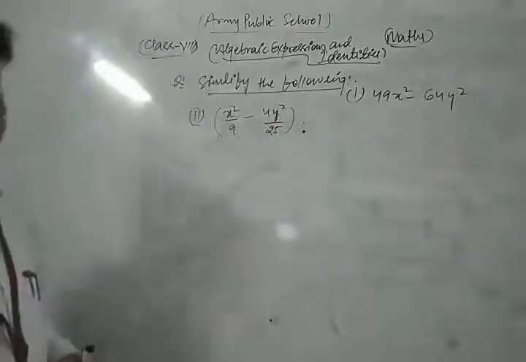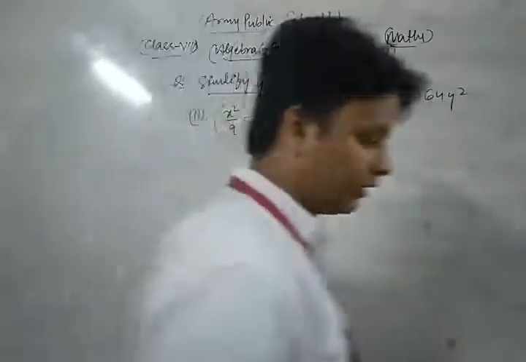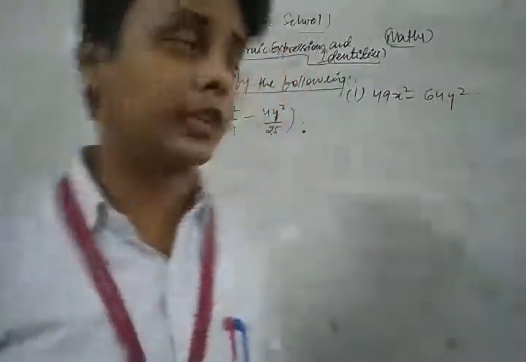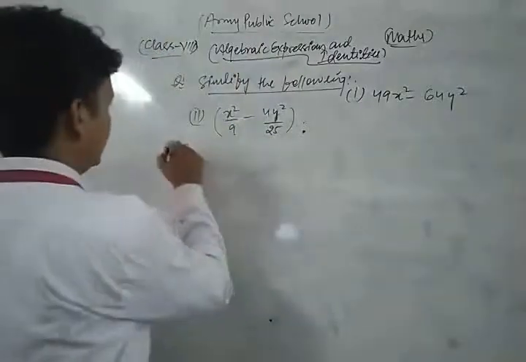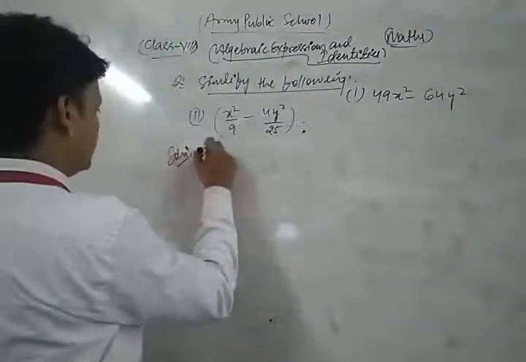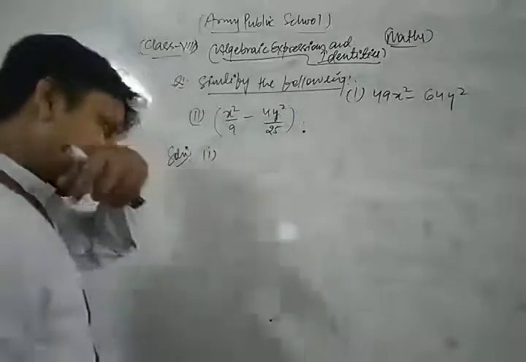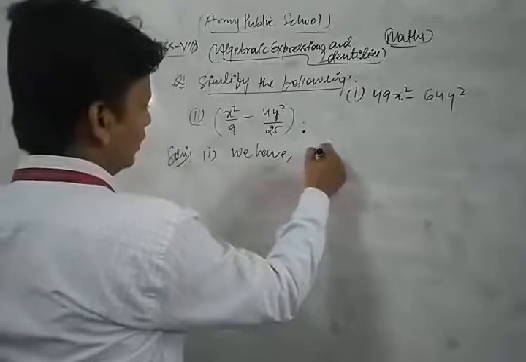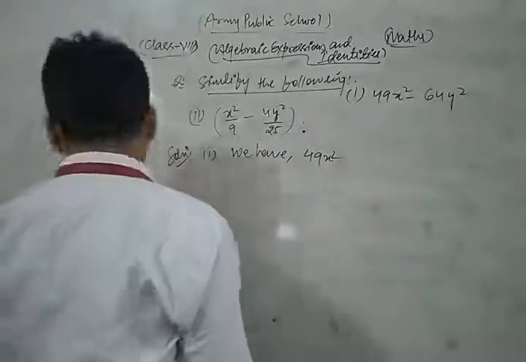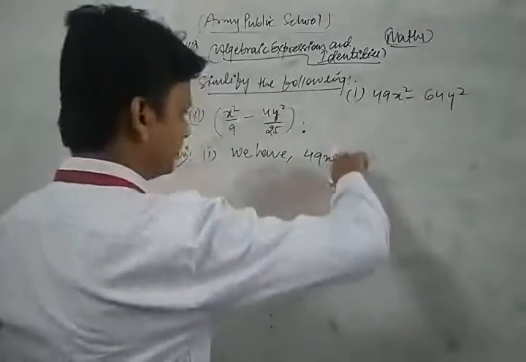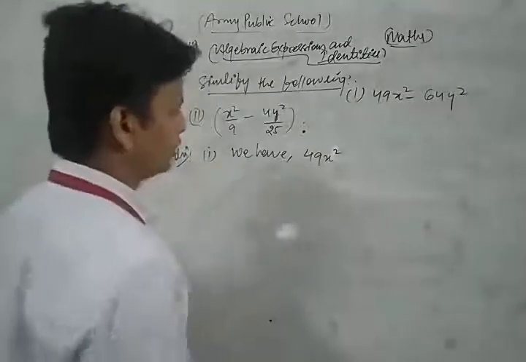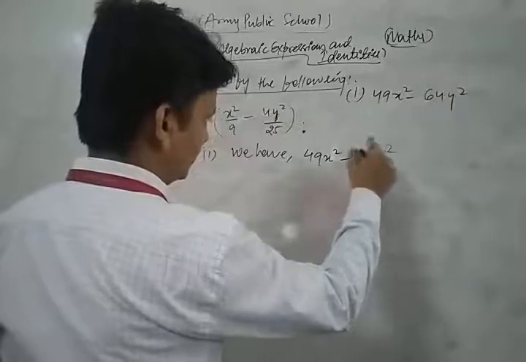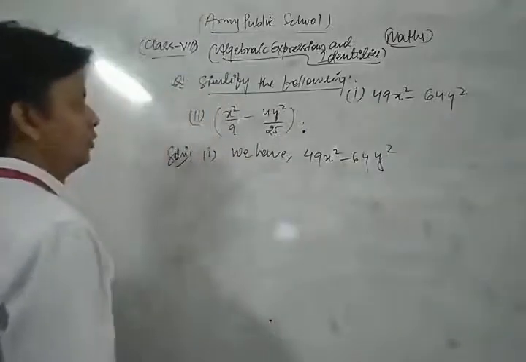Now look what I do for that. Dear students, we apply the same concept of simplification, but here we use the identities. So let's see the solution. First of all, we take and solve the first part of this question. First of all, we write 49x square minus 64y square.